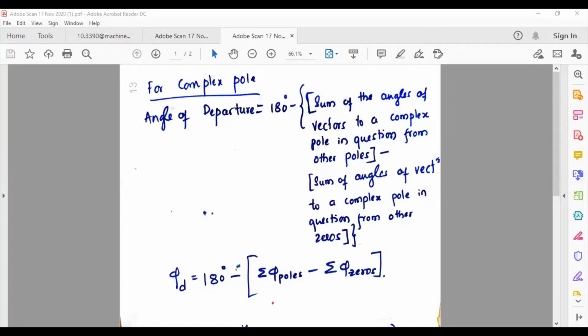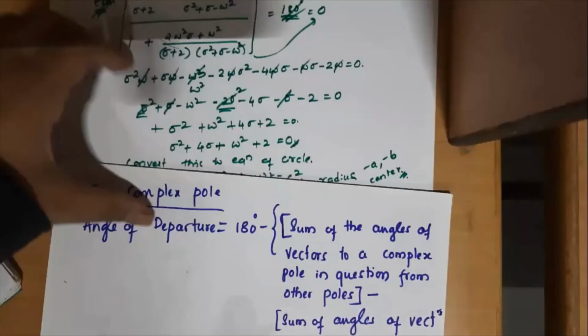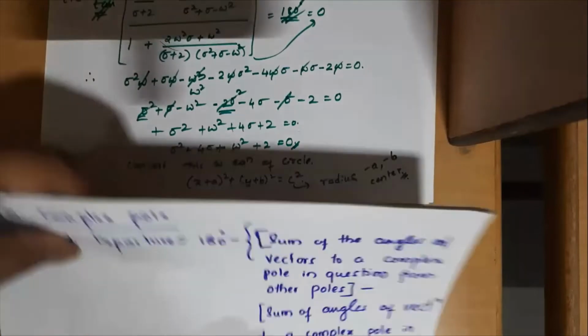So let us see how we can calculate angle of departure for one simple example. I will make it clear again and again: this additional step is only for the case when we have complex poles and complex zeros, because of the difficulty in guessing the angle with which it starts or the angle with which it ends when it is complex in nature.